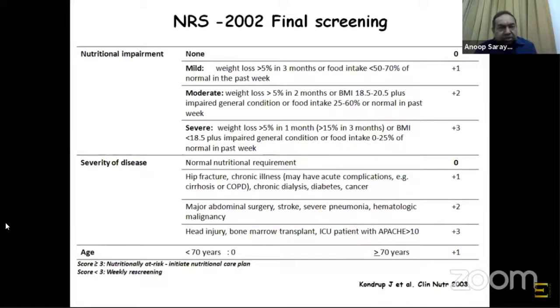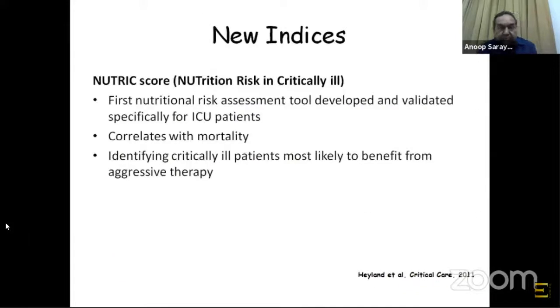And in this, we take into account the nutritional impairment, and based on that, it can be categorized into mild, moderate, or severe. And severity of disease is also taken into account. And we assign a score to each of these, and the sum total, if it is more than 3, then we say that patient is definitely at a nutritional risk.